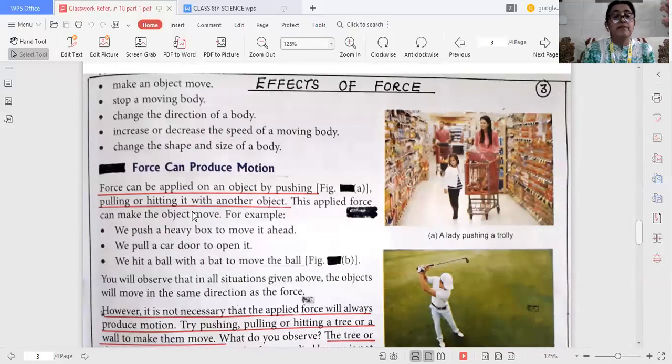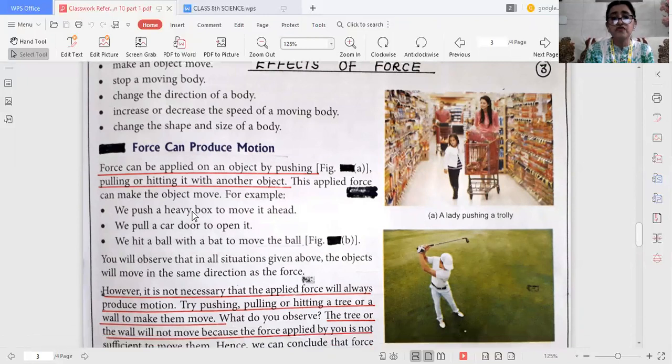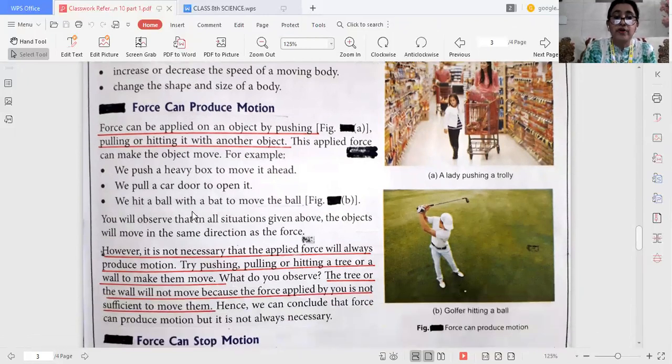A force can make an object move. A force can stop a moving object. The force can change the direction of a body. It can increase or decrease the speed of a moving body. And the force can also change the shape and the size of a body. First, we will see how the force can produce motion. When force is applied on an object by pushing or by pulling, then what happens? That object moves from its place.